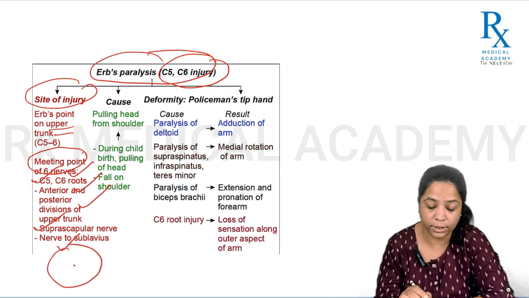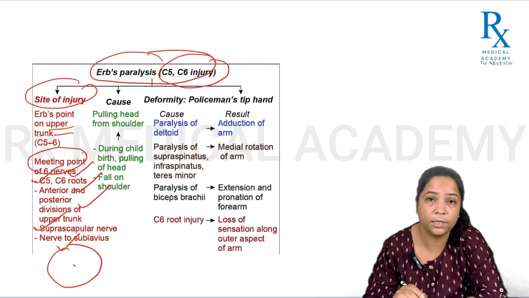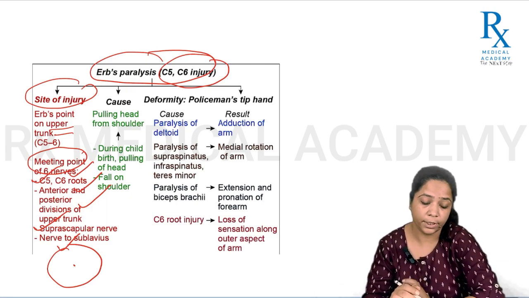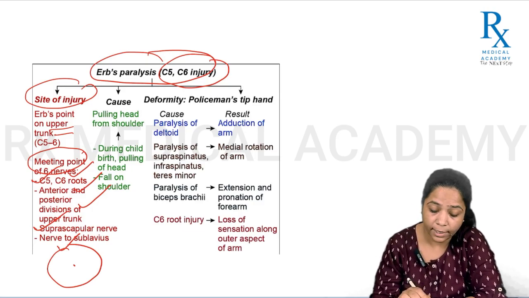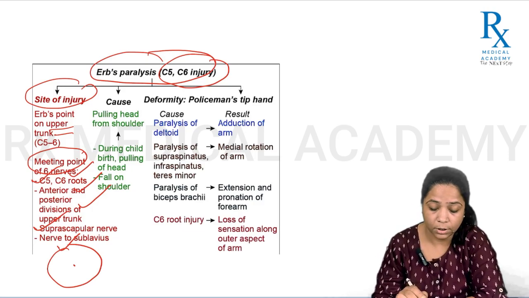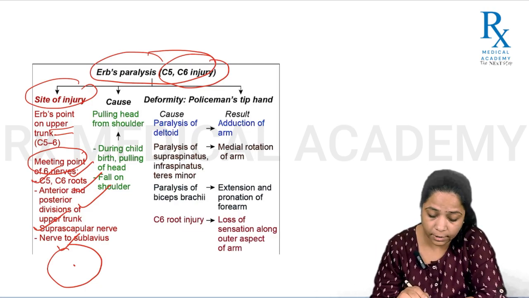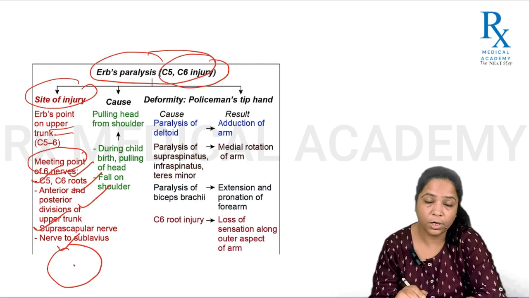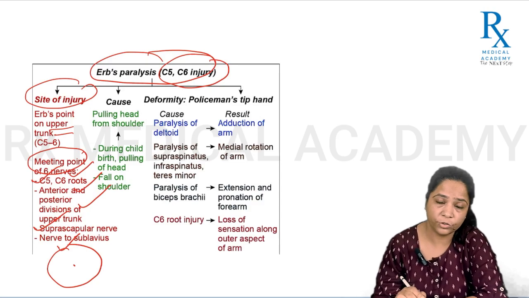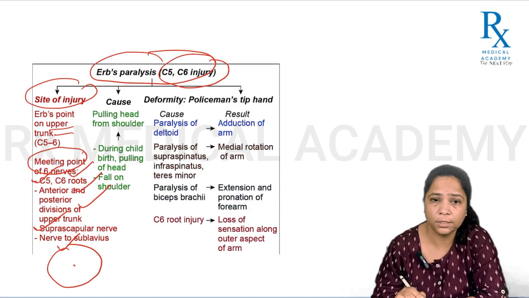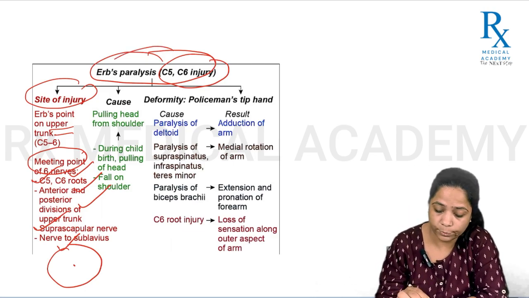And what is the cause or the etiology of Erb's palsy? Sometimes during obstructed labor, the baby is pulled forcefully, so there is angulation. The angulation is more between the head and the neck, and that leads to injury of the upper trunk in the case of a neonate or baby, and that leads to the palsy. Or an adult person falling on his shoulder can lead to stretching between the head and the neck region, and that can cause injury to the upper trunk, and that can lead to Erb's palsy.